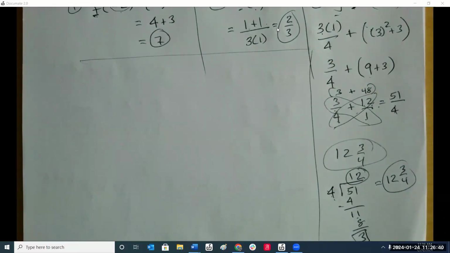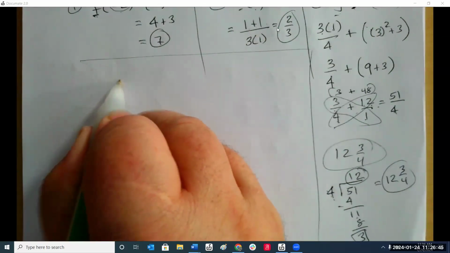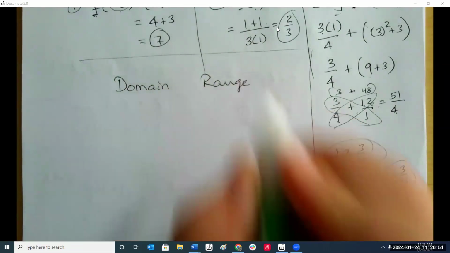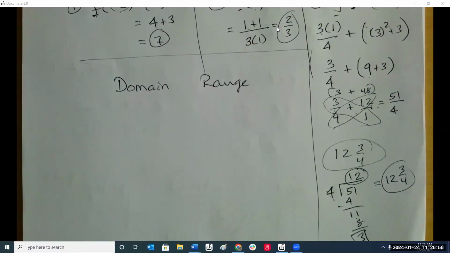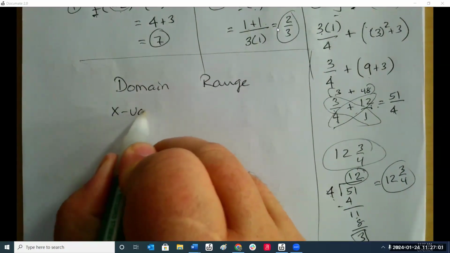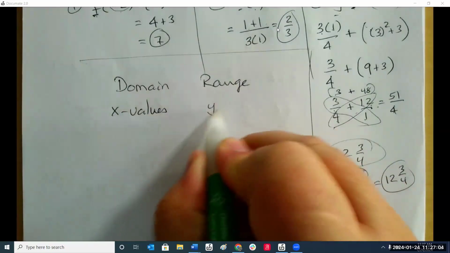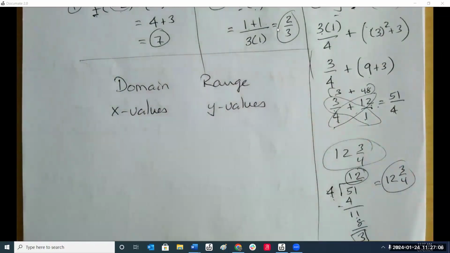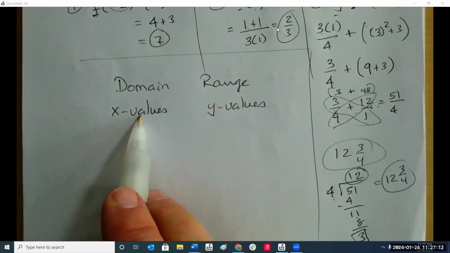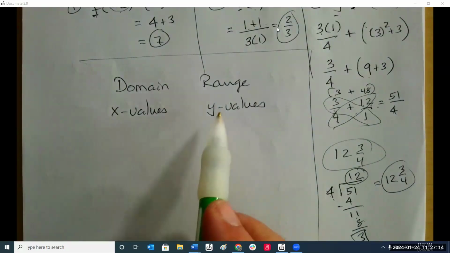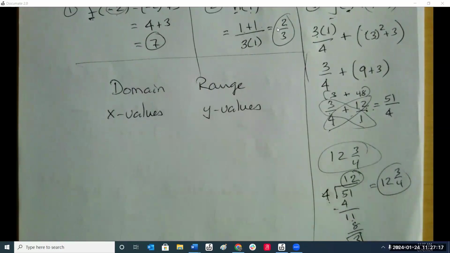Domain and range. What's the difference? Very good. So domain are all possible x values that you can use, and the corresponding y values is the range.